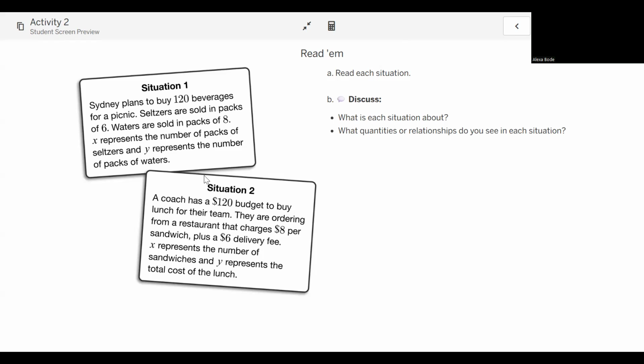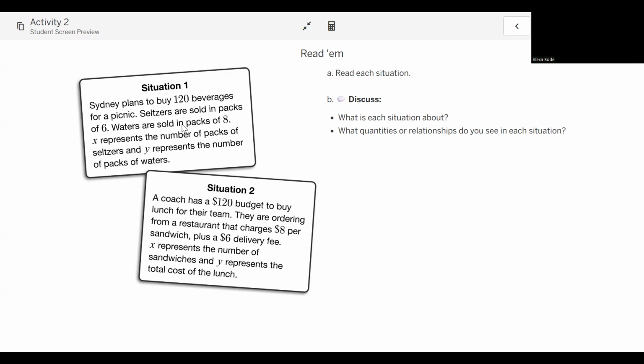Okay. So here's our two situations. Situation one, Sydney plans to buy 120 beverages for a picnic. Seltzers are sold in packs of 6. Waters are sold in packs of 8. X represents the number of seltzers, Y represents the packs of waters. Okay? So in this situation one, we have a total of 120 beverages and we have two unit rates.